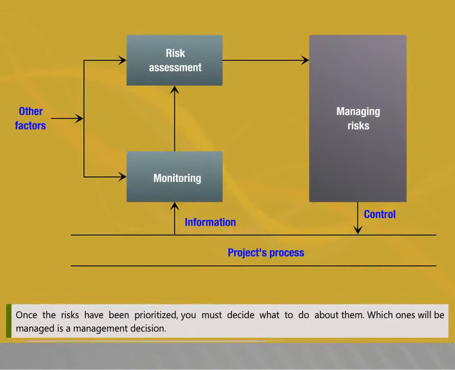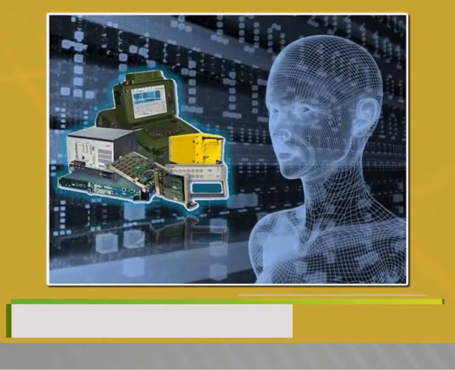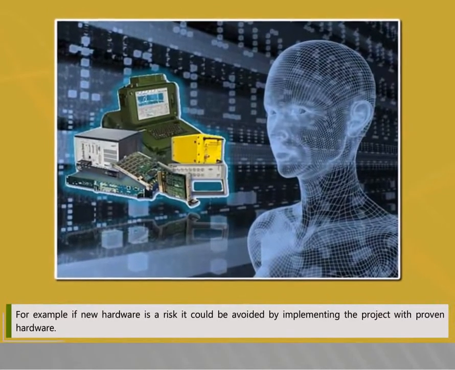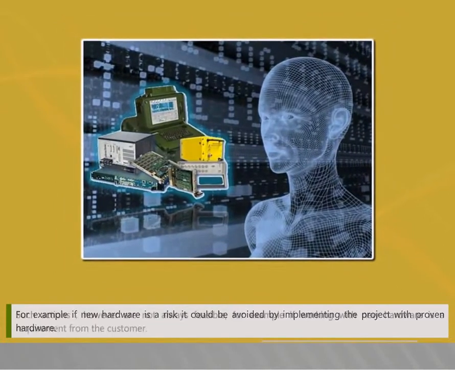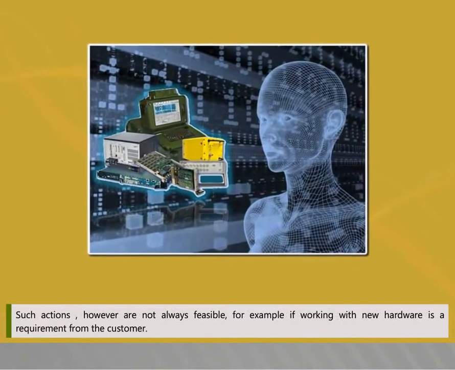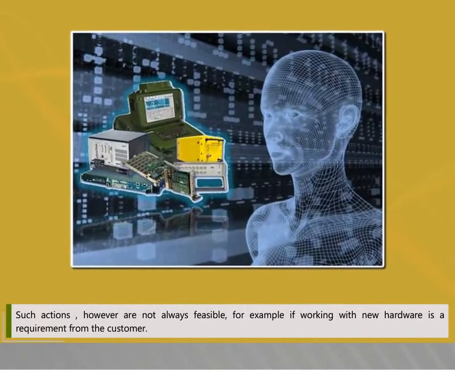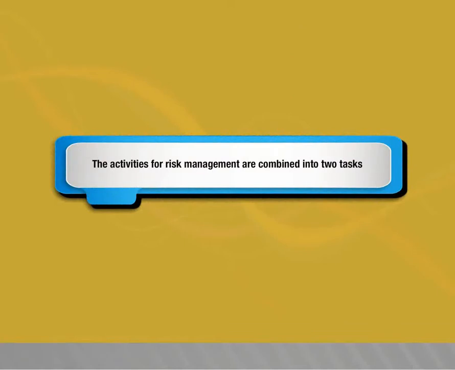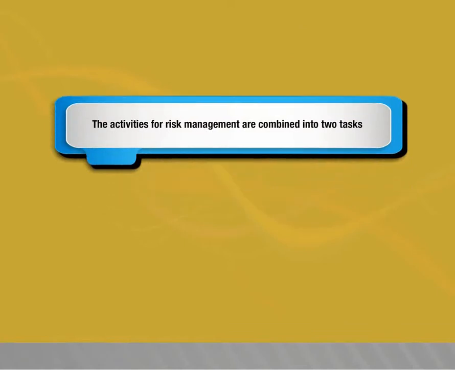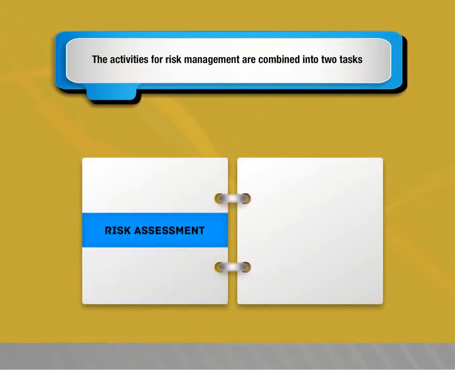Once the risks have been prioritized, you must decide what to do about them. Which one will be managed is a management decision. For example, if new hardware is a risk, it could be avoided by implementing the project with proven hardware. Such actions, however, are not always feasible. For example, if working with new hardware is a requirement from the customer, the activities for risk management are combined into two tasks: risk assessment and risk control.